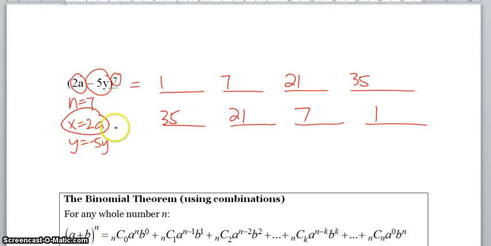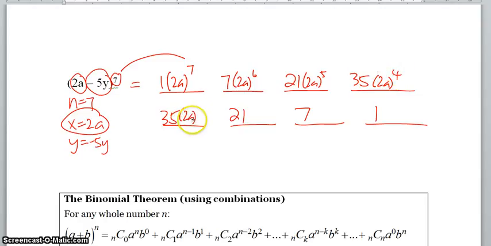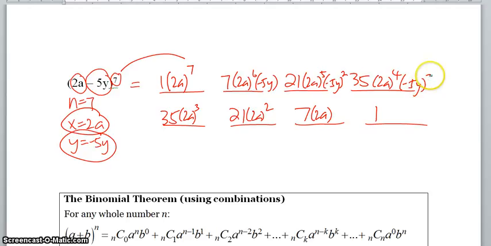Now, the first term, 2a, will have descending order. Start from (2a) to the power of 7, and then (2a) to the power of 6, 5, 4, 3, 2, 1. We don't need to write the power 1, and (2a) to the power of 0 we don't need to write at all. And then the second term, you go from power 0, so we don't need to write that at all, to 1, to 2, to 3, 4, 5, 6, and finally 7.